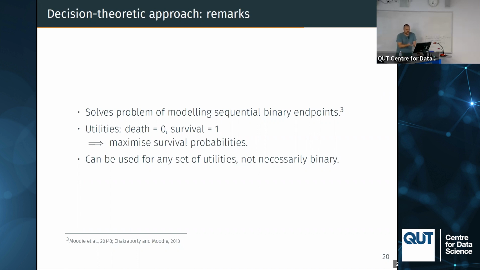But it's also great because you can use it for any set of utilities, so not necessarily the 0-1 binary utilities. Because not having COVID at all might be vastly more preferable than having COVID and being alive, for obvious reasons, you might choose to weight that utility much more heavily than surviving with COVID.